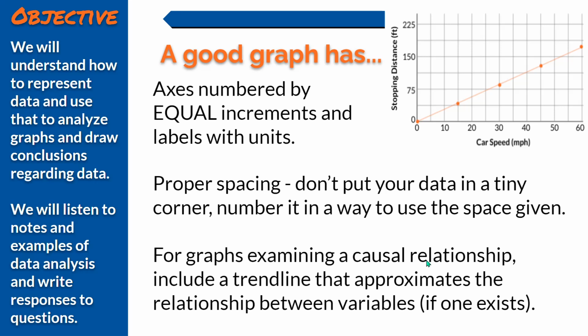For graphs examining a causal relationship, which means examining whether something causes something else to happen, you're going to want to include a trend line that approximates the relationship between the variables if one exists. I included a trend line here. It would be a line of best fit. It does not necessarily connect your dots, although mine pretty much does because mine was pretty much linear. But sometimes you'll have dots that aren't quite in line with the others, and you can still add a best fit line. Sometimes your data isn't linear, in which case you would want to add a curve, and we'll talk about that as well.